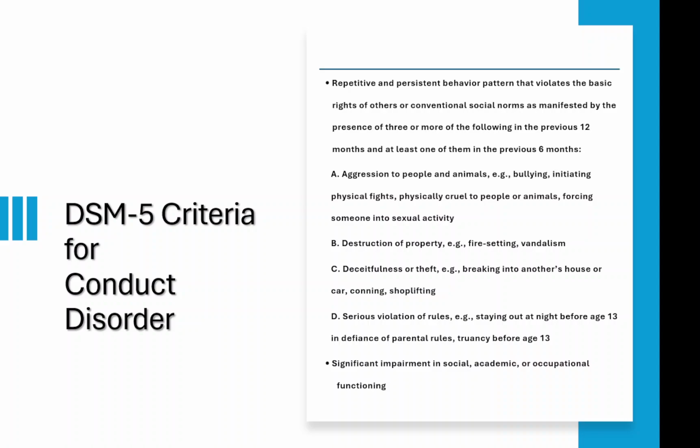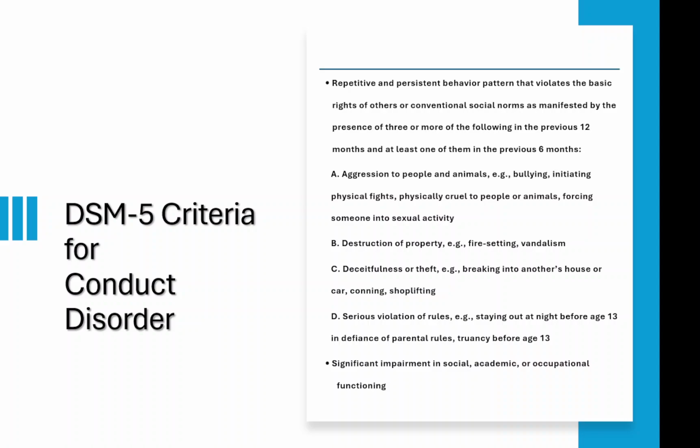Okay, now let's discuss the DSM-5 criteria for conduct disorder, focusing on what needs to be present. We're looking for a repetitive and persistent pattern of behavior that violates the basic rights of others, which has occurred over the past 12 months, with symptoms observed for at least 6 months. These behaviors can include aggression towards people or animals, such as bullying, fighting, or forcing someone into sexual activity. Destruction of property may also be present, including fire setting, vandalism, or intentionally breaking things.